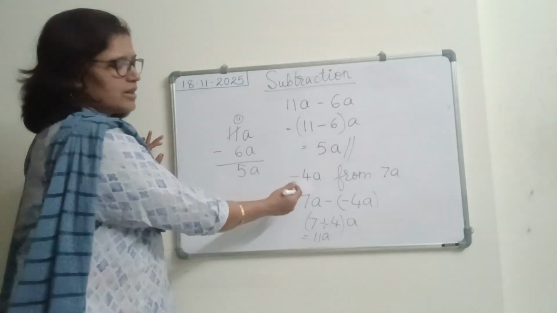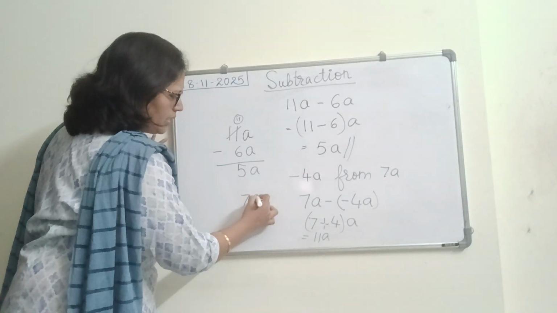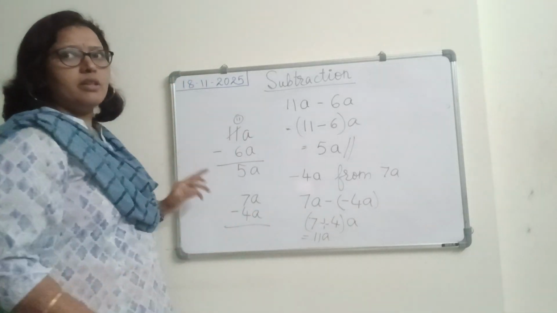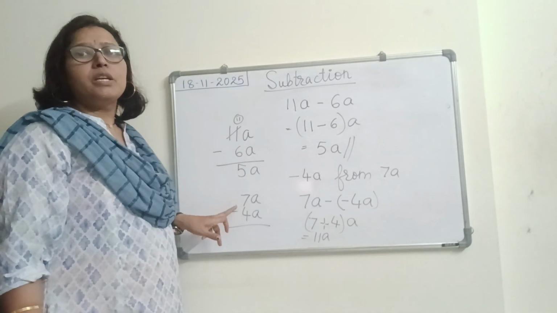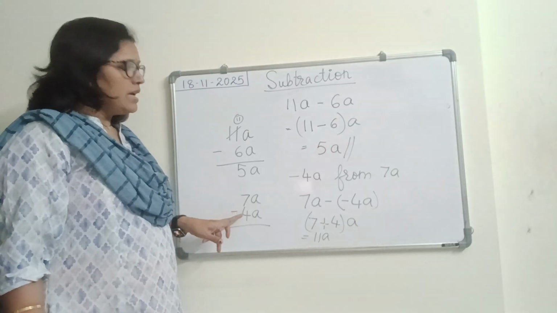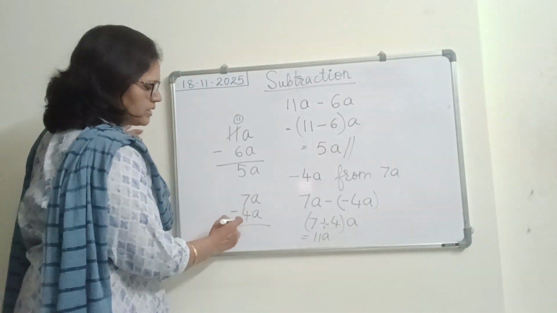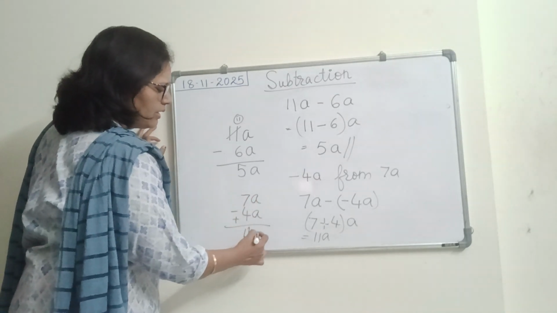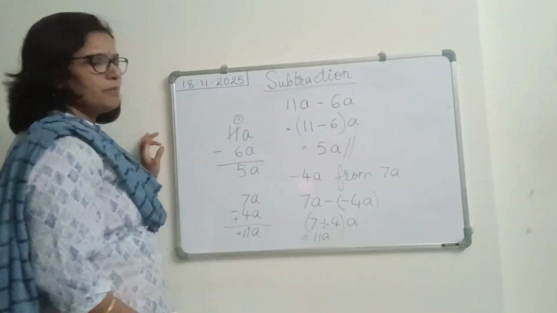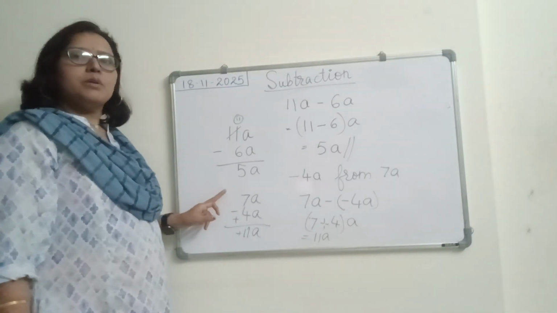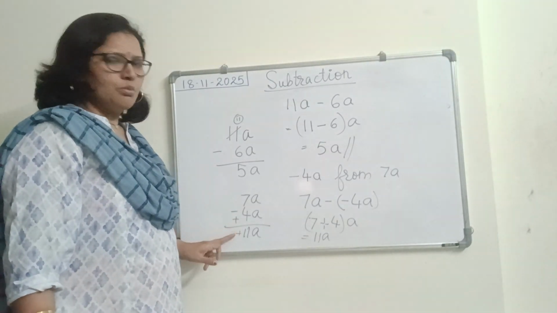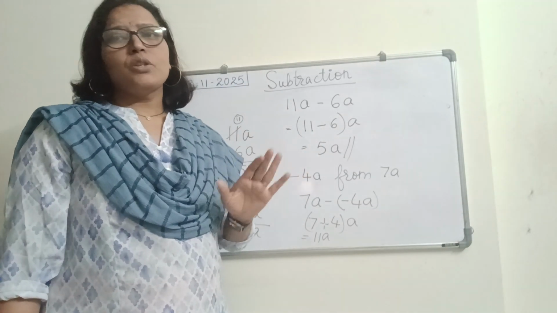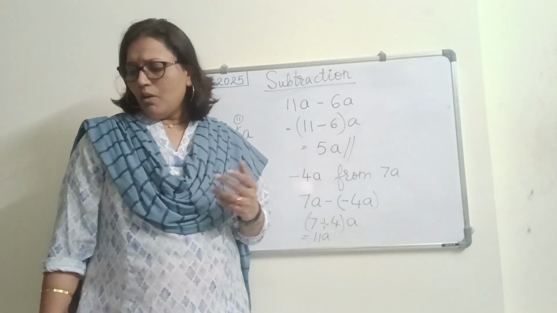You can also use the column method here: 7a minus 4a. Whenever the operation is subtraction, we have to change the sign of the second row. So here minus is there, so here it will become plus. So 7 plus 4 is 11a, and the sign will be plus, because 7 is the bigger number. Whichever number is bigger, that number's sign comes into the result. This way you can do the subtraction of any like terms. Now we will move ahead.